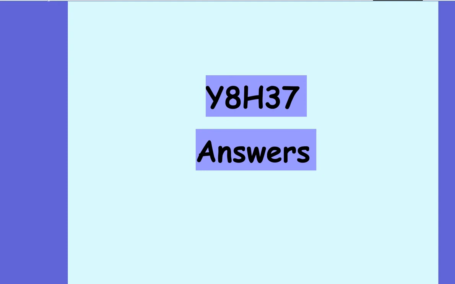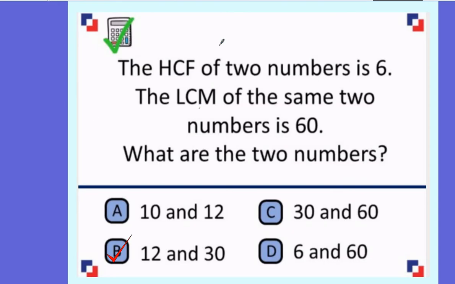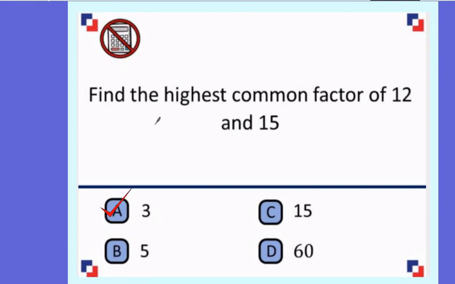Okay, I'm going to go through the answers. For question number 1, the highest common factor of two numbers is 6, the lowest common multiple of the same two numbers is 60. Those two numbers are 12 and 30, so the correct answer was B. For question number 2, if you're trying to find the highest common factor of 12 and 15, well, the factors of 12 are 1, 2, 3, 4, 6 and 12. For 15, we've got 1, 3, 5 and 15, so the highest common factor is A, 3.